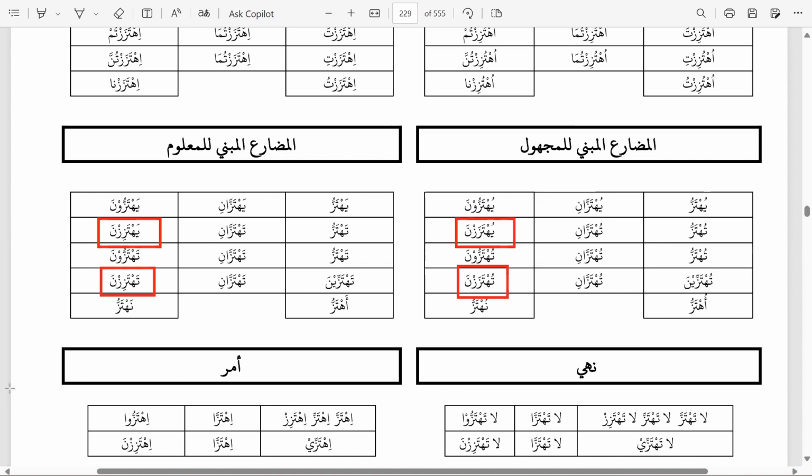And then commanding and forbidding, the same thing happened. There are 3 forms of anta commanding versions and 3 versions of forbidding for anta siga. But the rest of the 5 sigat have only one version.